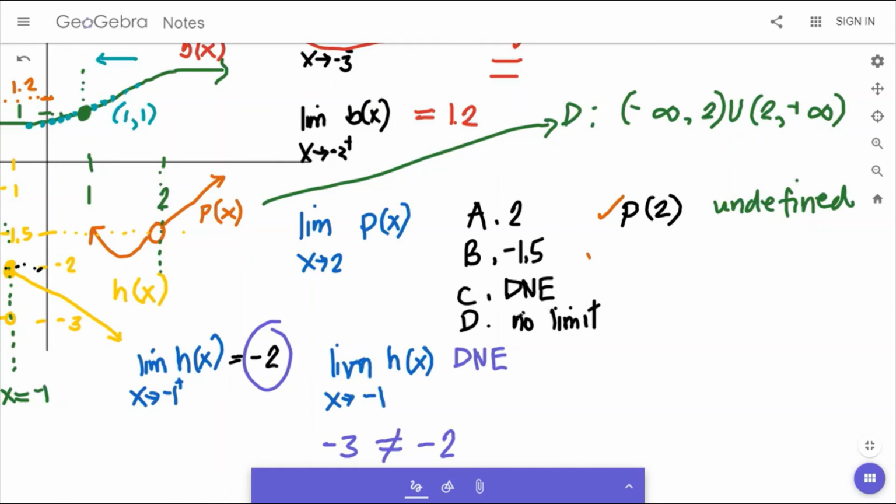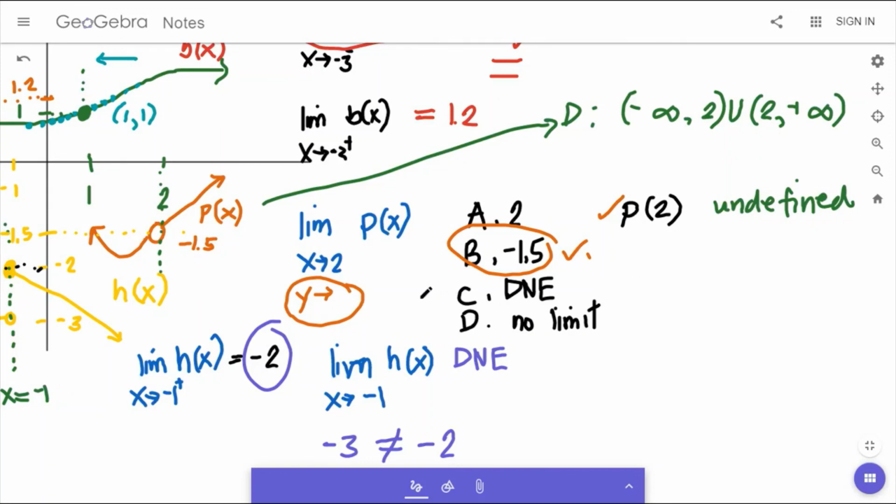Kasi ang ibig sabihin ng limit, we are just talking about how does y behave. Saan papunta ang value ng y? At nakikita natin na ang value ng y ay papunta sa negative 1.5. Kaya ang sagot ay negative 1.5. You see? Nag-exist. Pero ang P of 2 undefined, kasi checking out the domain, 2 is not part of the domain.